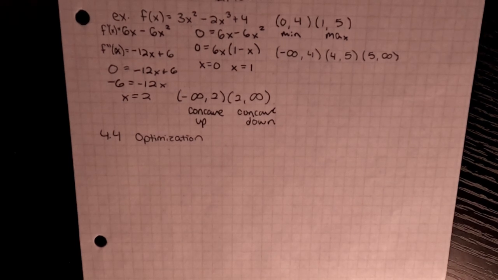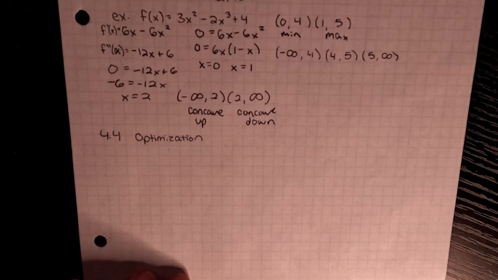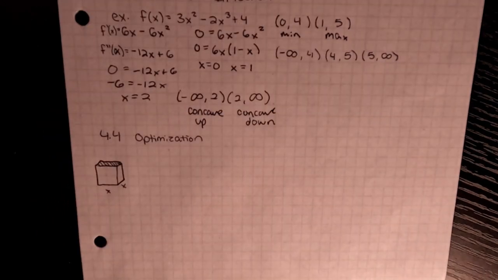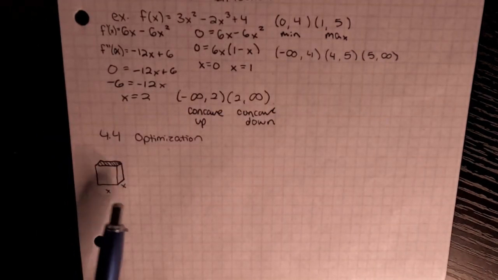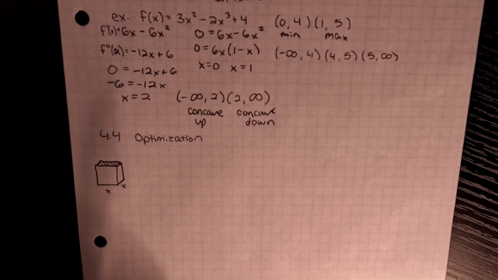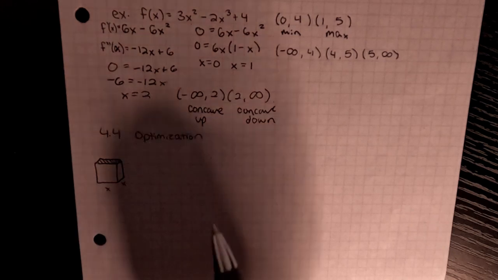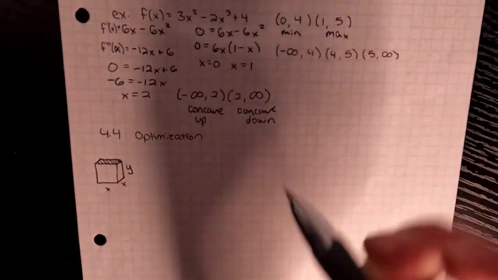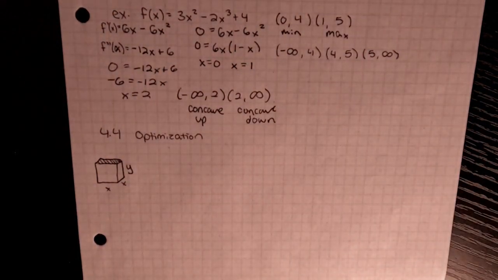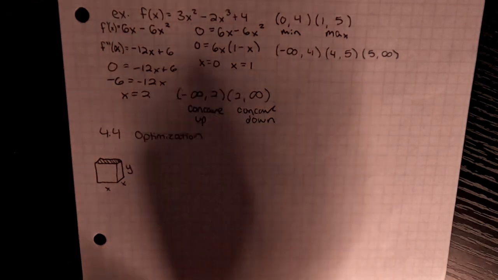So first you want to draw your little picture. So fun. This is my little picture. And then it mentions that there's a square base. So you know that these have to both be x, and then this is your y. And then you want to write your volume equation because it tells you in the problem that the volume has to be 32,000 centimeters cubed.